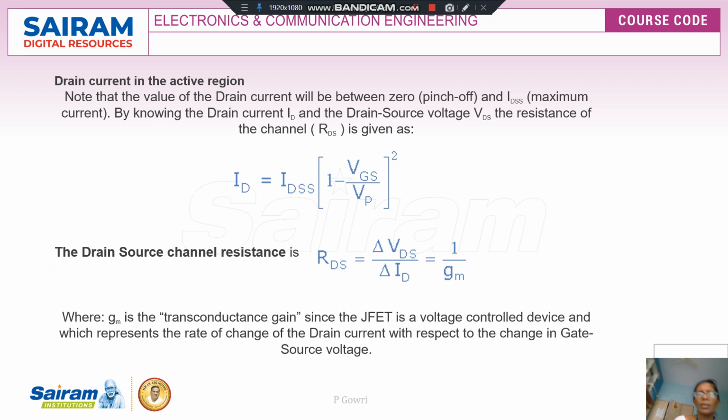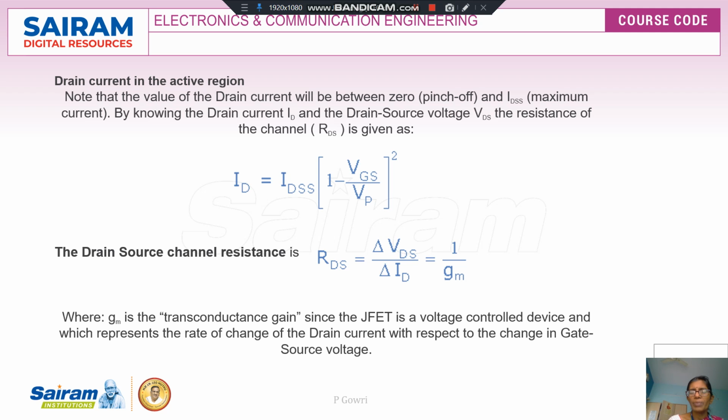Coming to the characteristics of JFET, the first important note is the drain current in the active region. Note that the value of the drain current will always be between 0 and the maximum current, IDSS. By knowing the drain current ID and the drain to source voltage VDS, the resistance of the channel RDS is given by ID = IDSS (1 - VGS/VP)^2, where VP is nothing but the pinch off point.